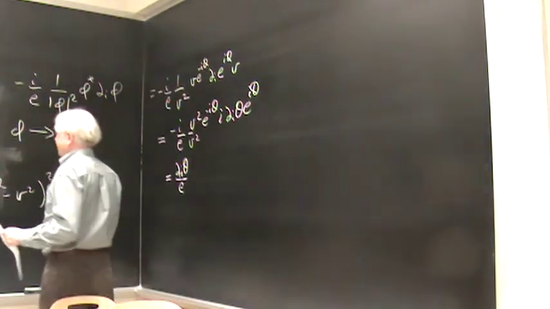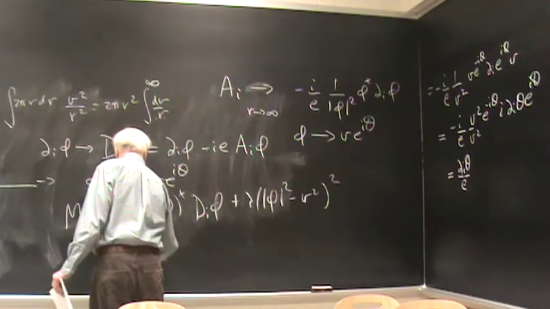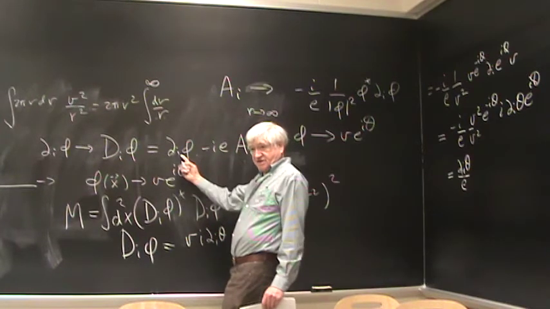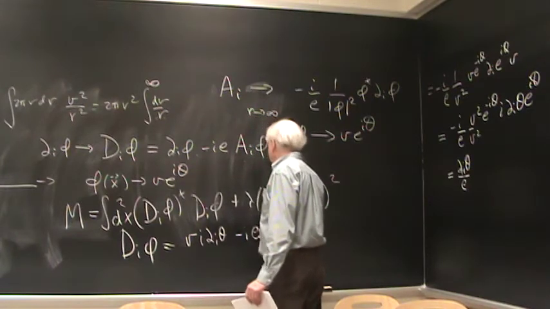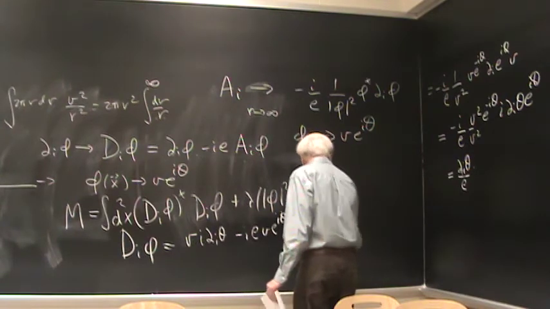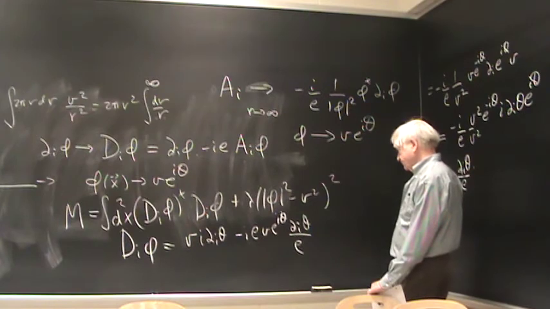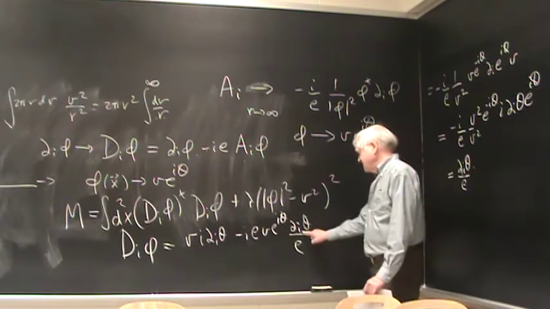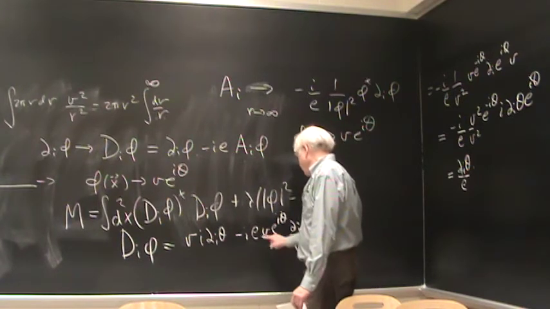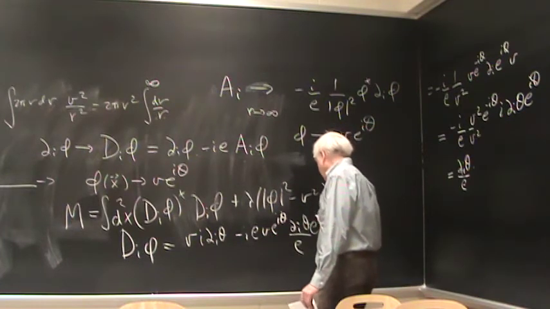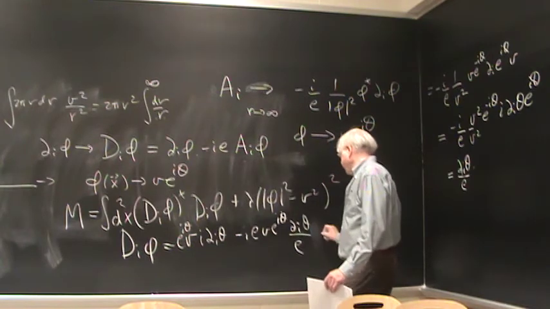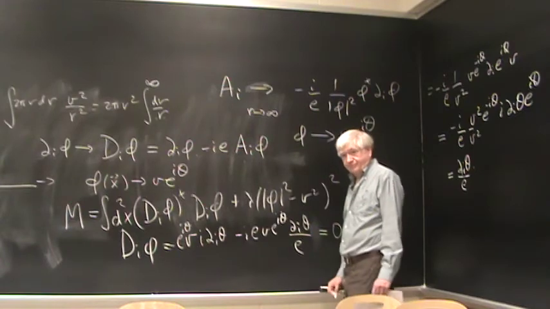And so let's look at what this covariant derivative is then. This covariant derivative D_i φ, well, this is v i ∂_i θ e^{iθ}. That's what this is. And then you have minus i e v e^{iθ} for φ, and then A_i is ∂_i θ over e. Good. This is a d with respect to i, this is not an i. And so in fact, this just directly cancels. The e's cancel, you have a v. Oh, it was an e^{iθ}. I left out an e^{iθ}. So this is just zero. All right.